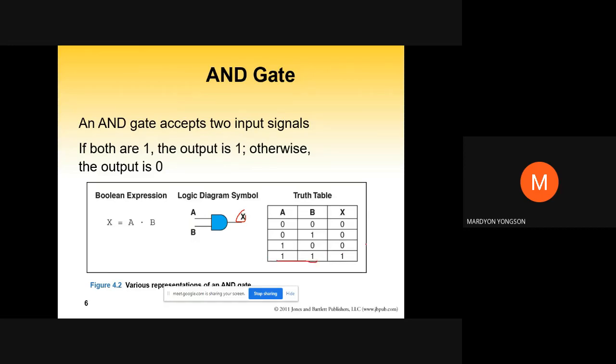And doon lang siya magto-true or doon lang siya magwa-1 pag if both input are 1. Kasi we use 'di ba the multiplication. So pag kinumpit mo 'yan ng 0 times 0, as long as may 0 siya, 0 siya. And then kapag both input niya ay 1, kasi 1 times 1, so doon lang siya magkakaroon ng output na 1. And kapag AND gate.